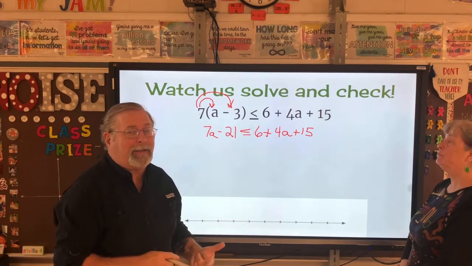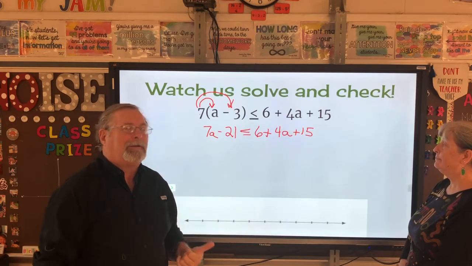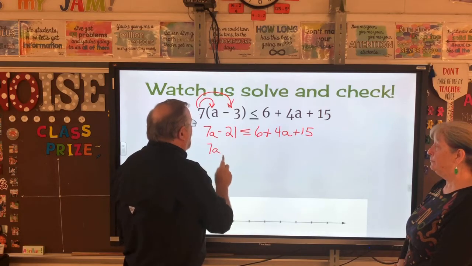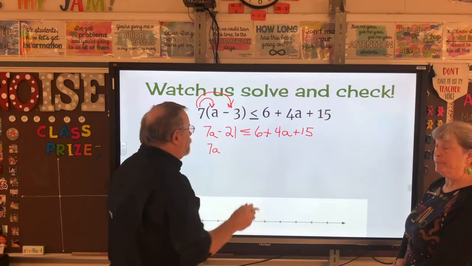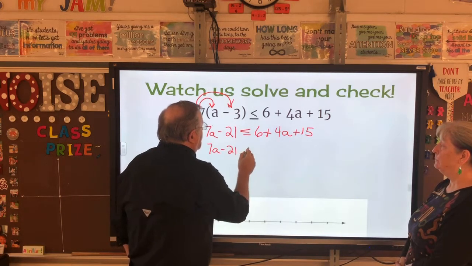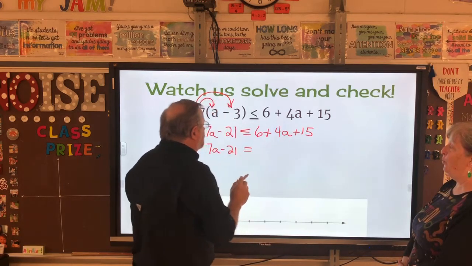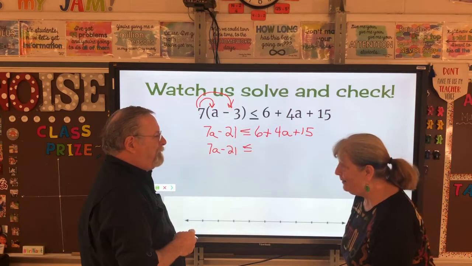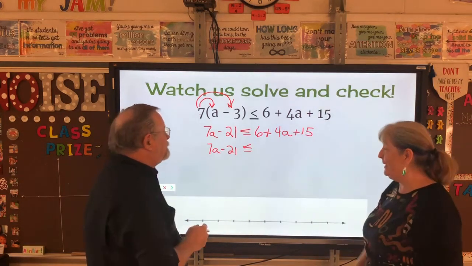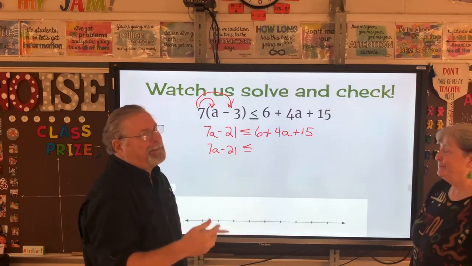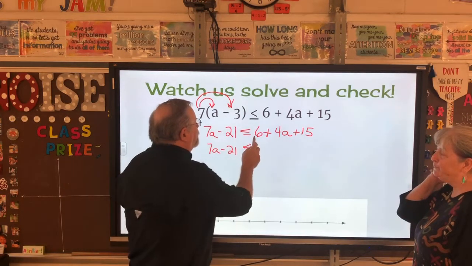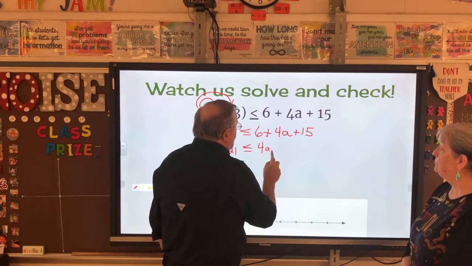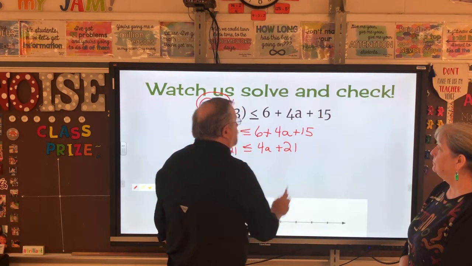Now I'm going to look for combining like terms, and you know what? I saw one. I did too. This side, no, there isn't one. So I'm just going to write 7a minus 21, less than or equal to, now 6. I'm not using the elevator because I need a little bit extra room. It wouldn't change the fact that I keep forgetting this is an inequality. But anyway, 6 plus 15 is 21. So I'm going to put 4a plus 21.